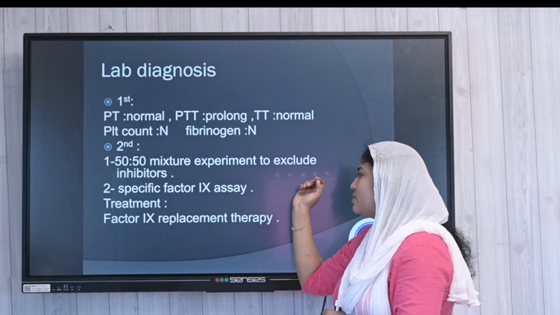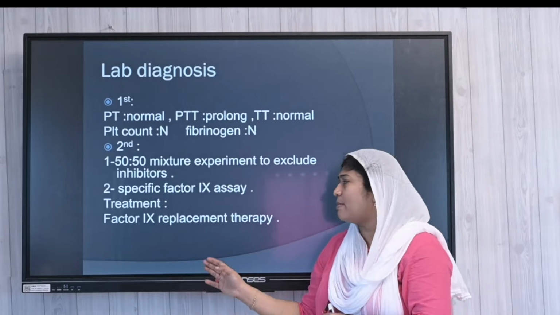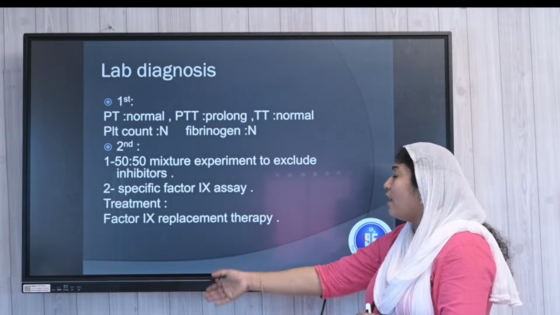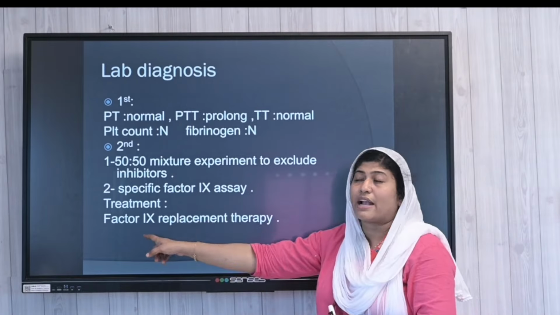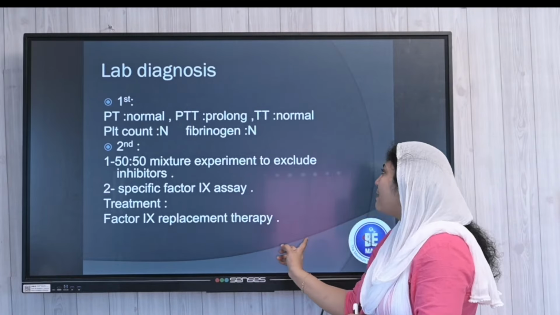number 9 assay also. So, here also the treatment of choice, maybe we can prefer cryoprecipitate, fresh frozen plasma, or the best one is the factor 9 replacement therapy.